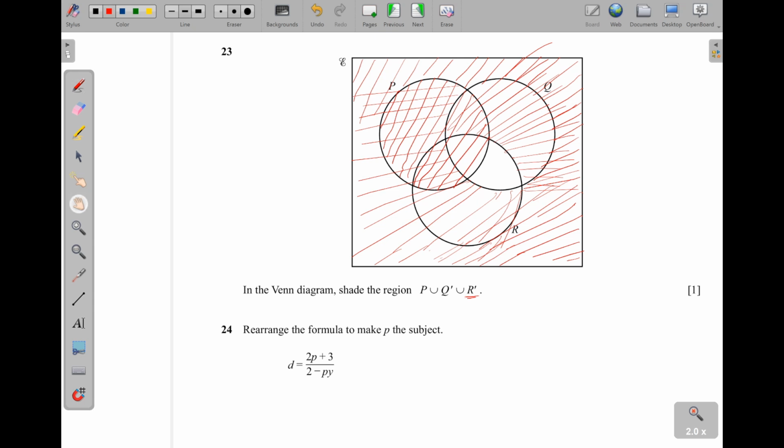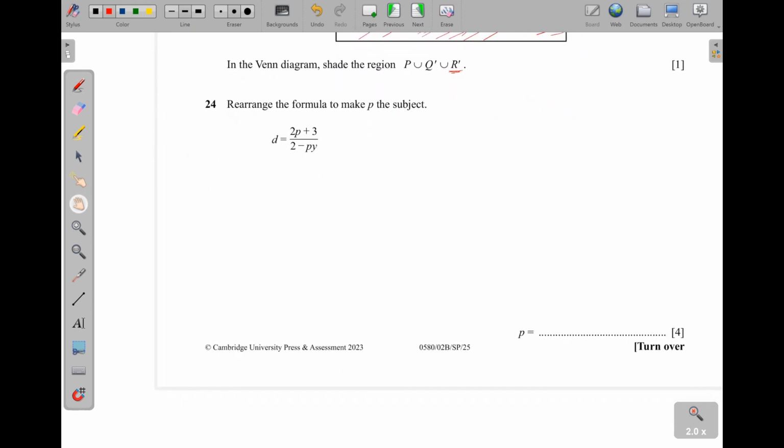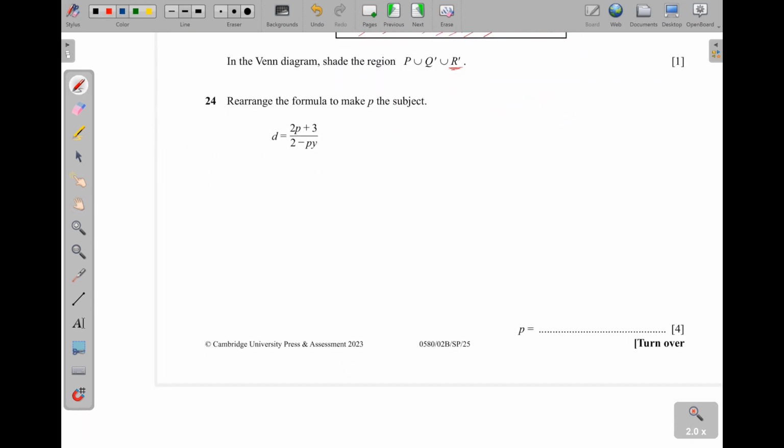Okay, then next, number 24, rearrange the formula to make P the subject. To rearrange, you can cross multiply because this is division. Remember, in rearrangement, we undo operations. So this will be D times 2 minus PY, which is equal to 2P plus 3, open brackets, 2D minus DPY, which is equal to 2P plus 3.